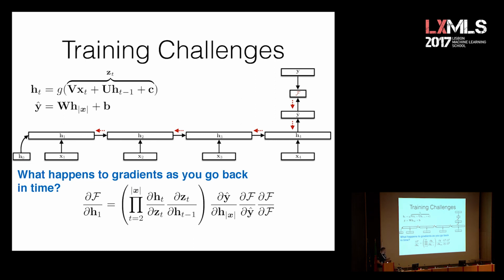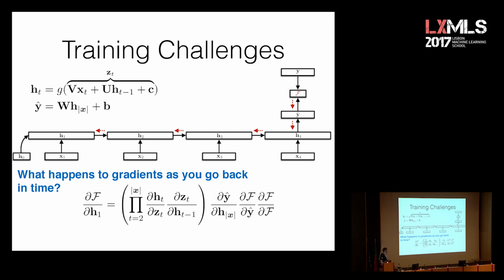Well, let's look at that a little more closely. So what are these derivatives? What do they look like? What does dht over dht minus 1 actually look like? So let's replace this function vxt plus uht minus 1 plus uc with a symbol zt, just for analysis purposes.